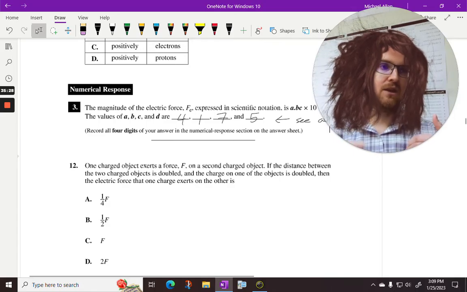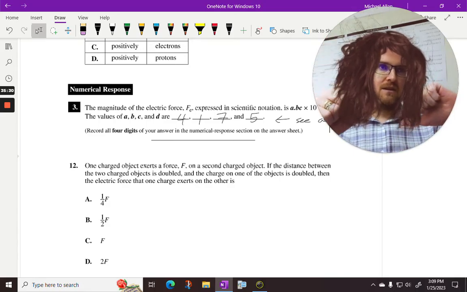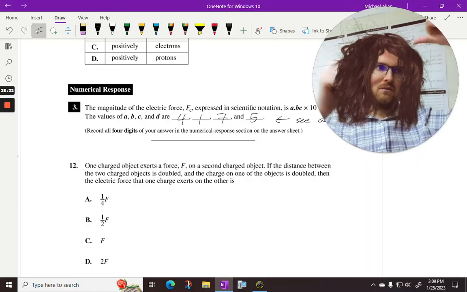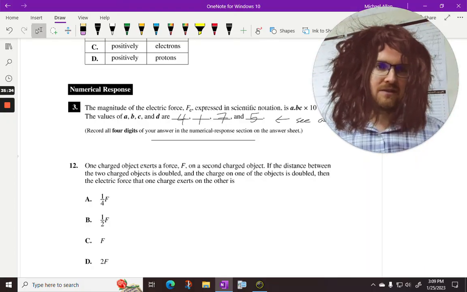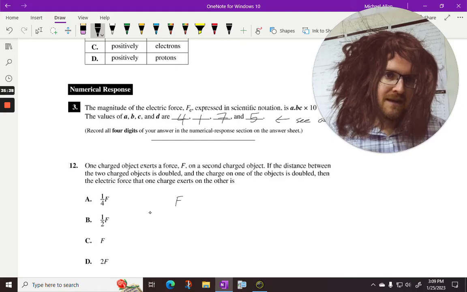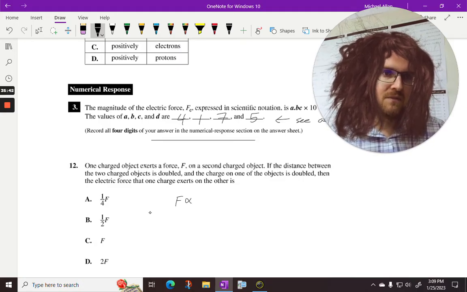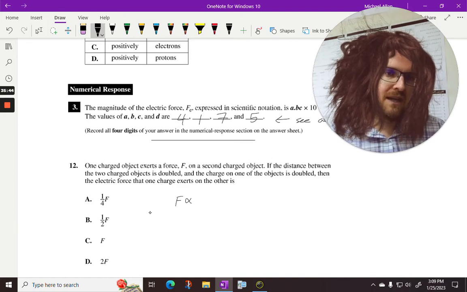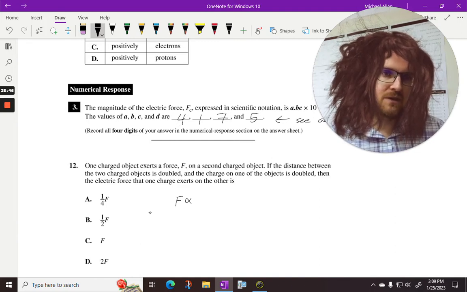So most people will say, oh, if one doubles and the other doubles, if you remember inverse law, one goes down, one goes up, and wouldn't they just balance each other out? But that's not going to be the case, right? So remember, Fe, or electric force here, is kq over r squared, but if we're doing proportionality, it would just be q over r squared, right?